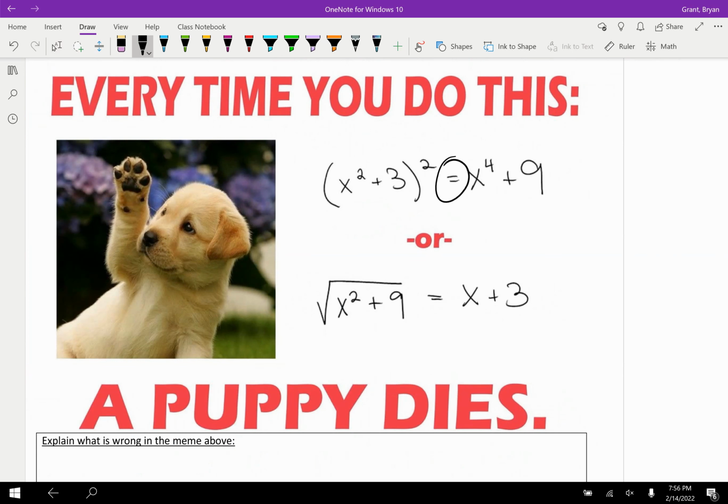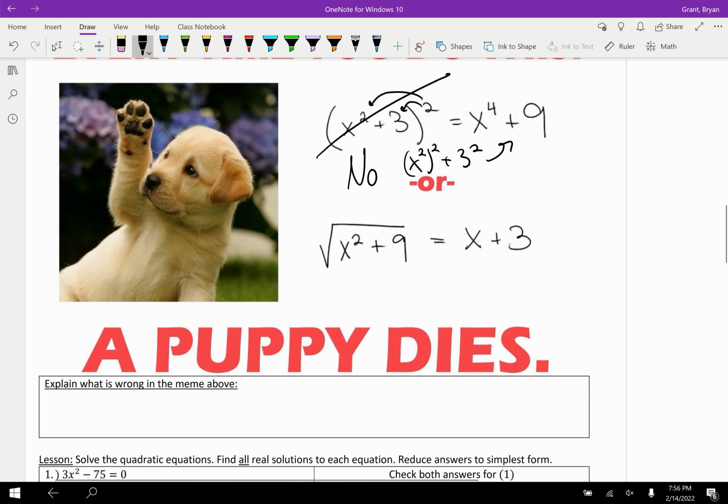Can you see what they did wrong for this meme? They said that these are equal. They took this square and they distributed inside. They said x squared squared plus 3 squared is this, which it is. But remember, we are not allowed to distribute if there is addition or subtraction.